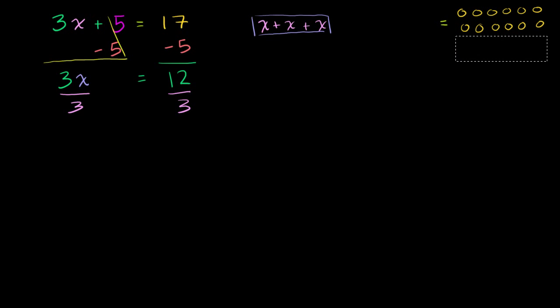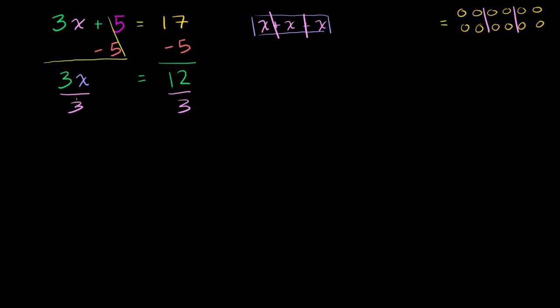And so now we are dividing both sides by 3. Divide the left-hand side by 3. It's 1, 2, 3. So 3 groups, each of them have an x in it. And if you divide this right-hand side by 3, let's see, you have 1, 2, and 3. So it's 3 groups of 4.